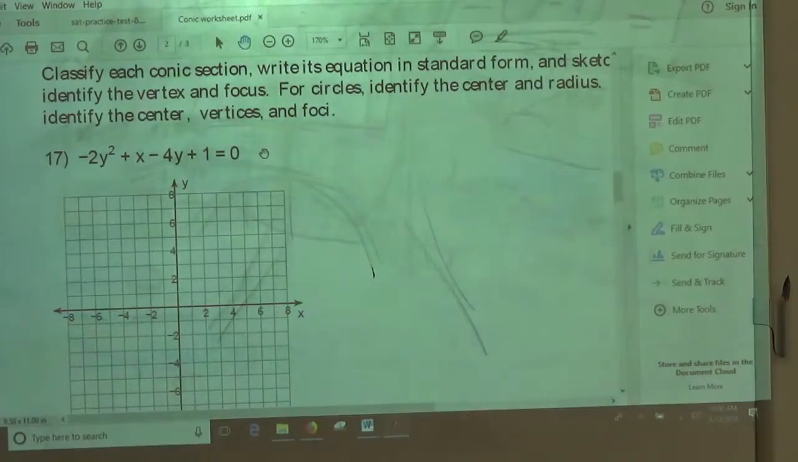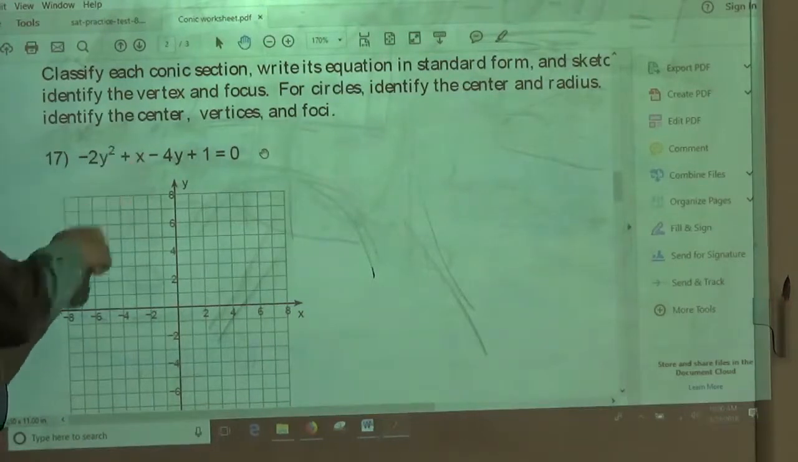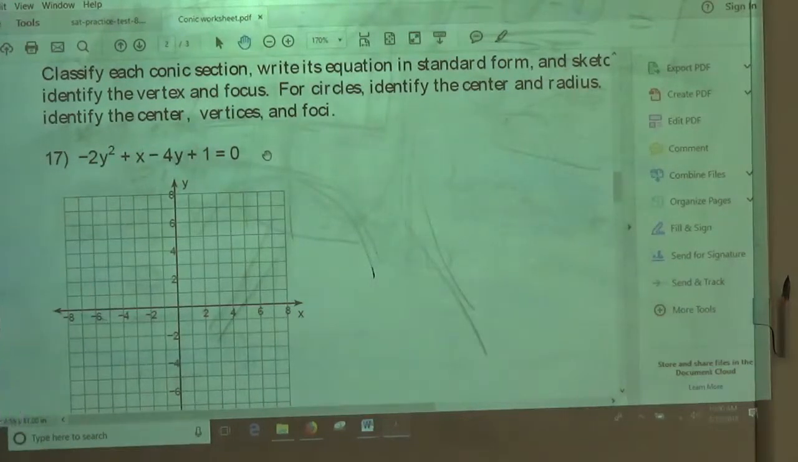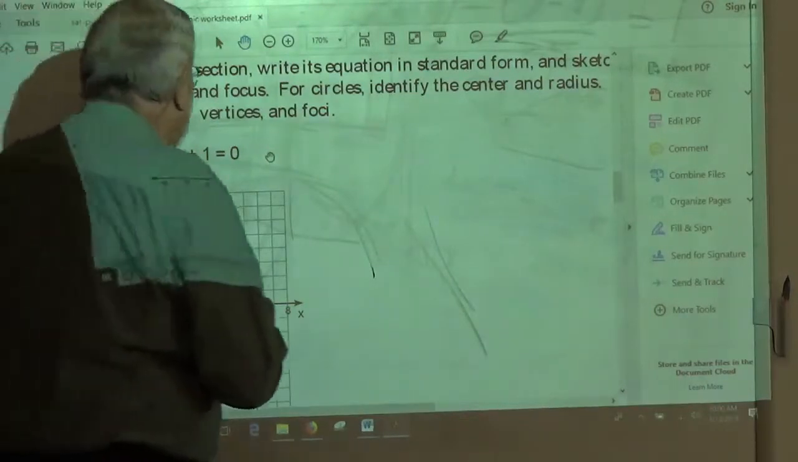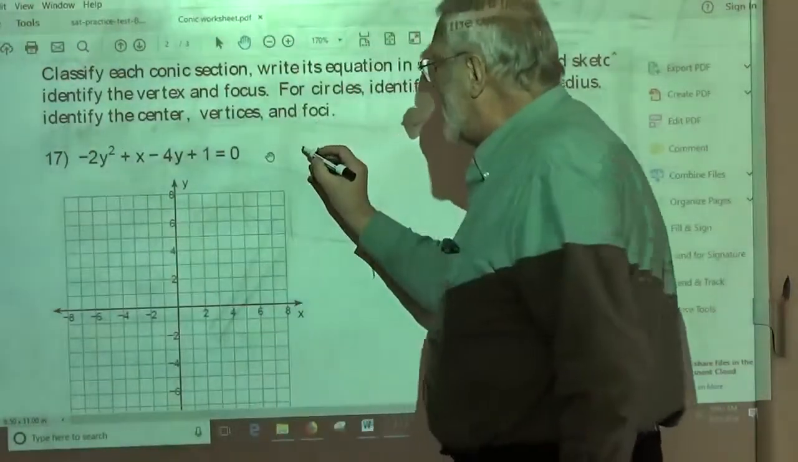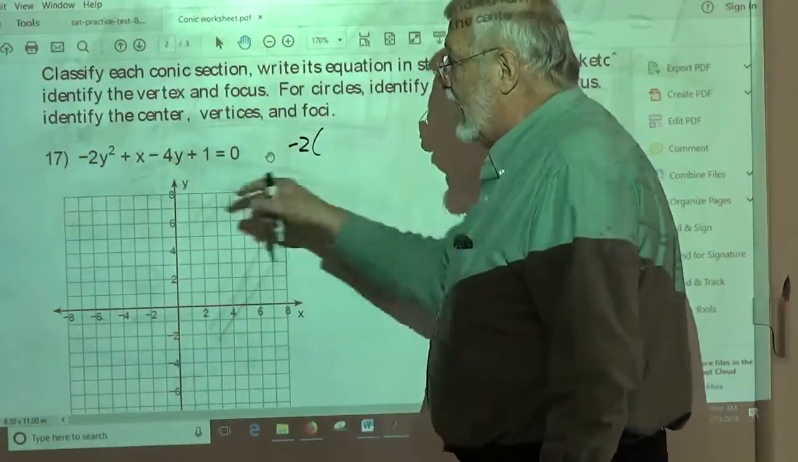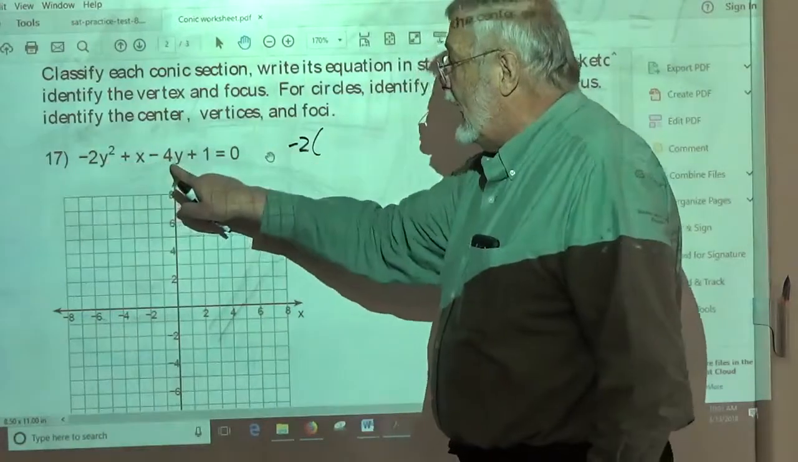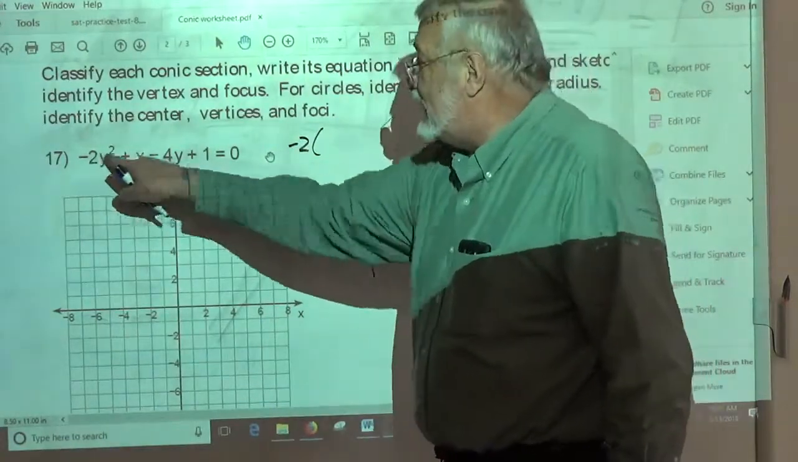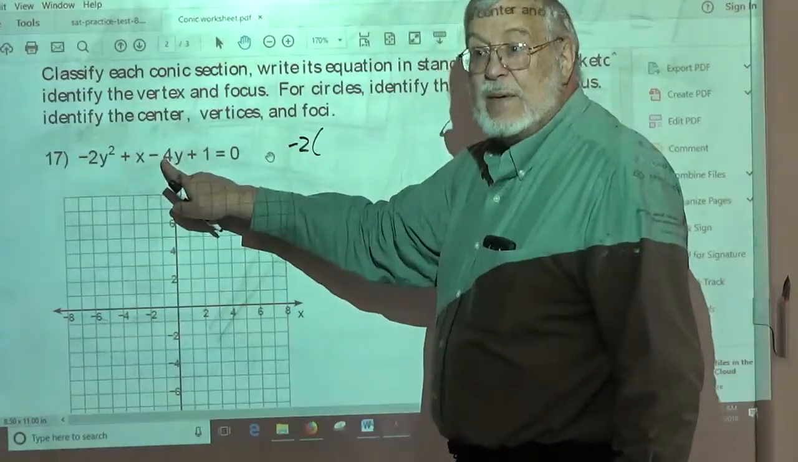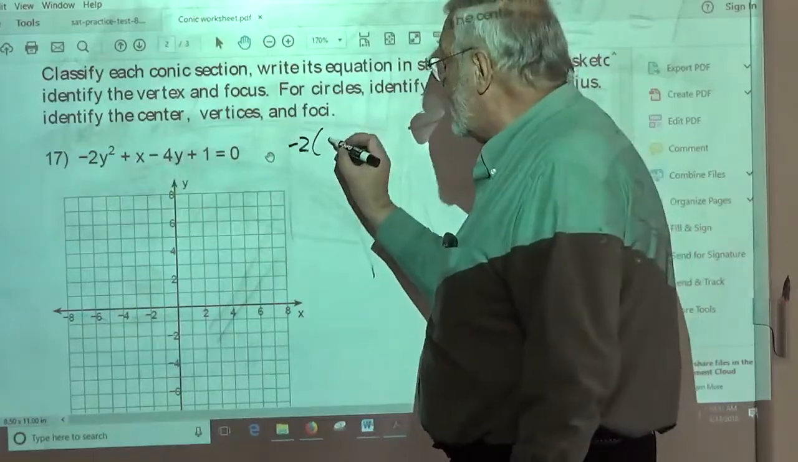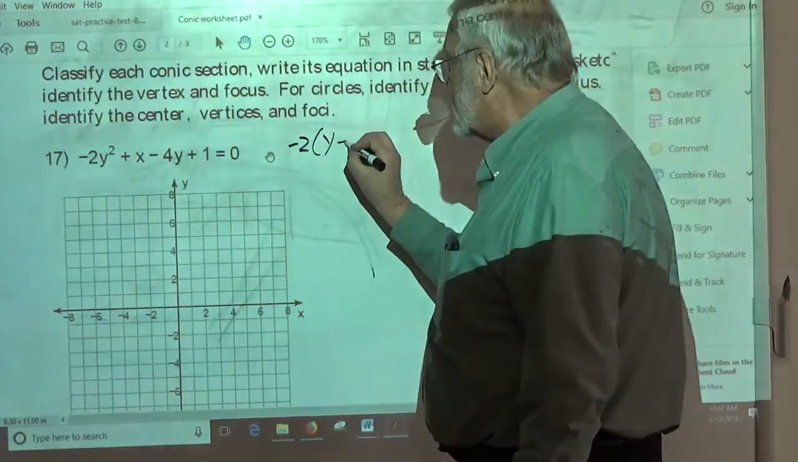Why is it a parabola? Because one is squared. One's squared, one's not, right? But now we have to do the math to get these things in the right place. So it looks like I'm going to take a -2 out of this, and that'll leave y, and what's half of this? After I take the 2 out, this will be positive 2. Half of positive 2 is 1, so I have this.